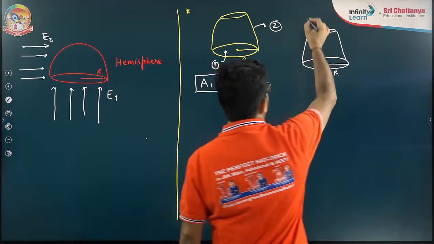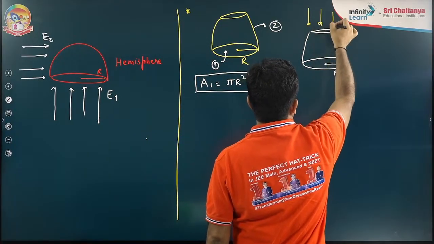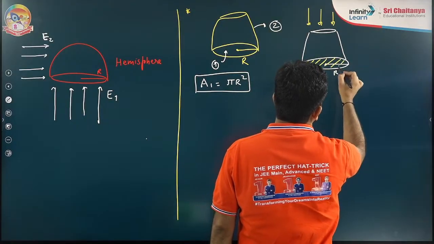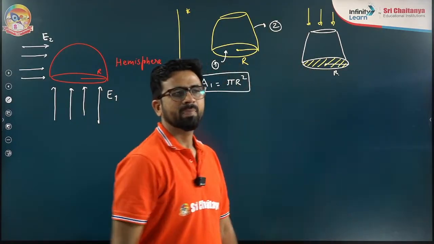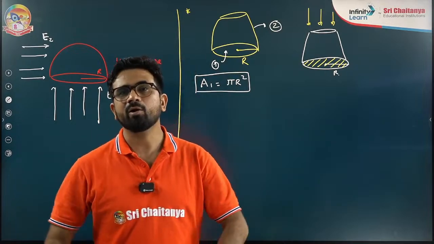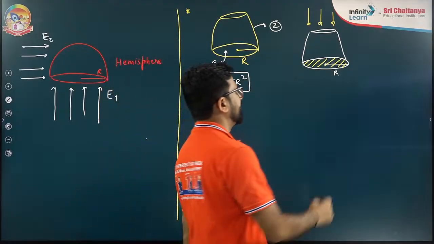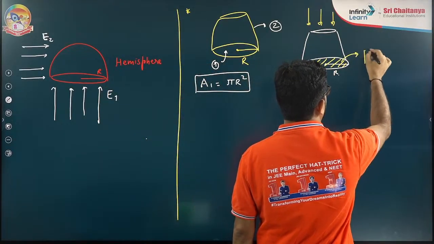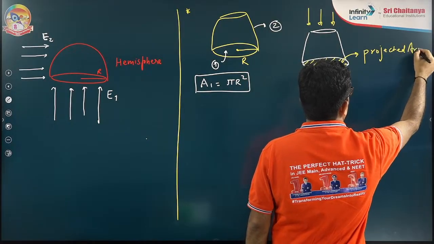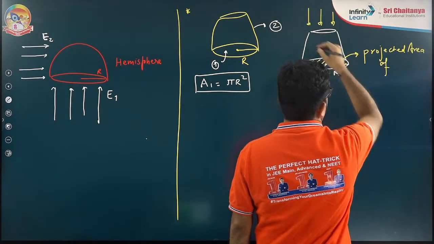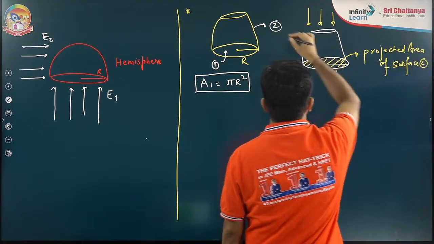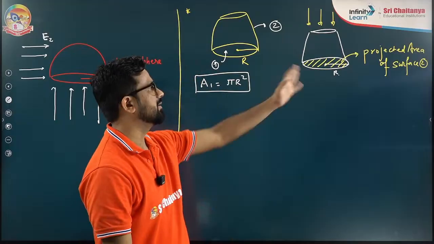So if I put the torch from this side like this, the shadow would be formed this much. This is the shadow, because this is the area on the surface. That area also we call projected area. What do we call it? Projected area of surface 2. This is surface 2. So surface 2 projected area is this.